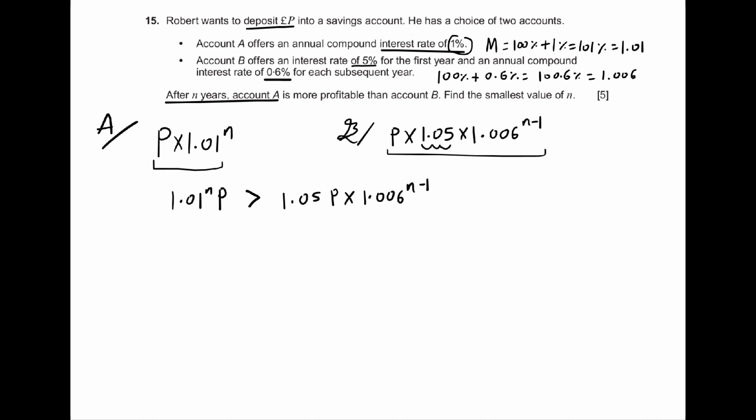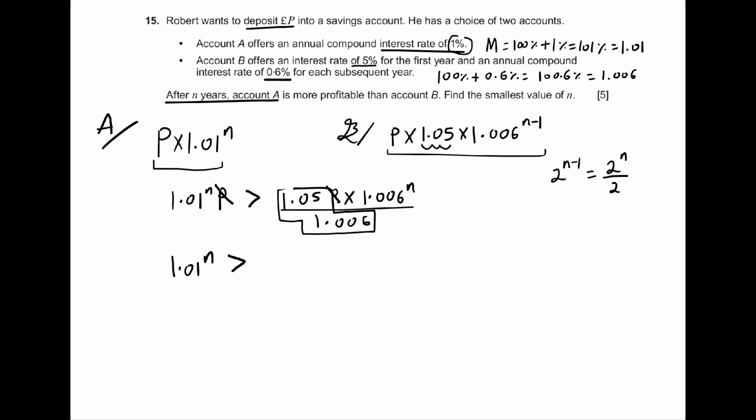But what I would notice about the right-hand side is that if I had, for example, 2 to the n minus 1, that would just be 2 to the n divided by 2 to the 1, or 2 to the n divided by 2. So I can rewrite the right-hand side as 1.006 to the n divided by 1.006. So I could also then divide both sides by P, so that I have 1.01 to the n is greater than, and I can just do this division here, 1.05 divided by 1.006.